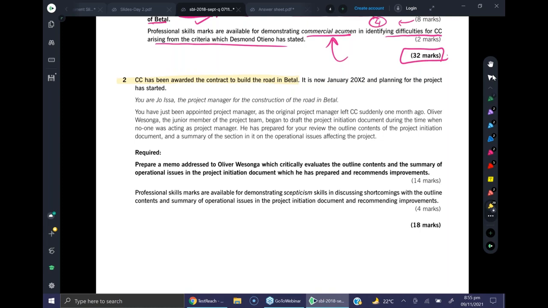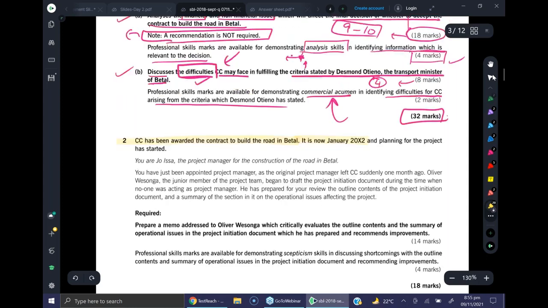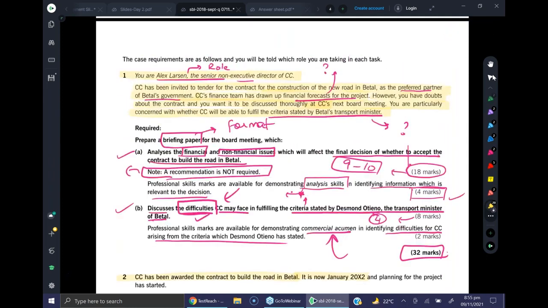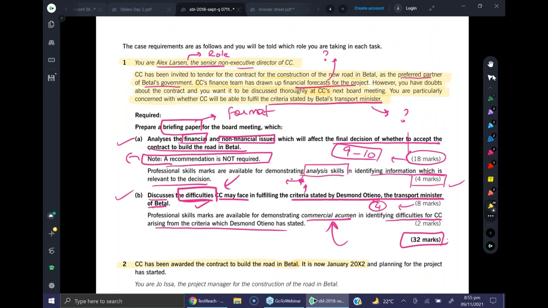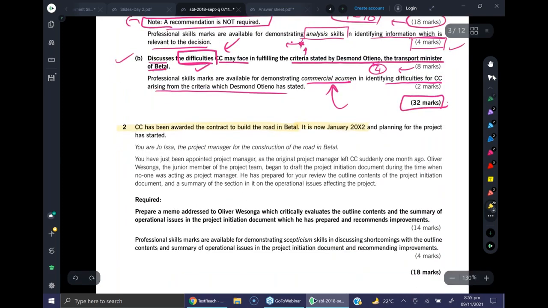It is now January 20x2. So in requirement 1, what was the time? I think it wasn't mentioned, but some few months onwards. It's now January and planning for the project has started. So the question already sounds like project management here.